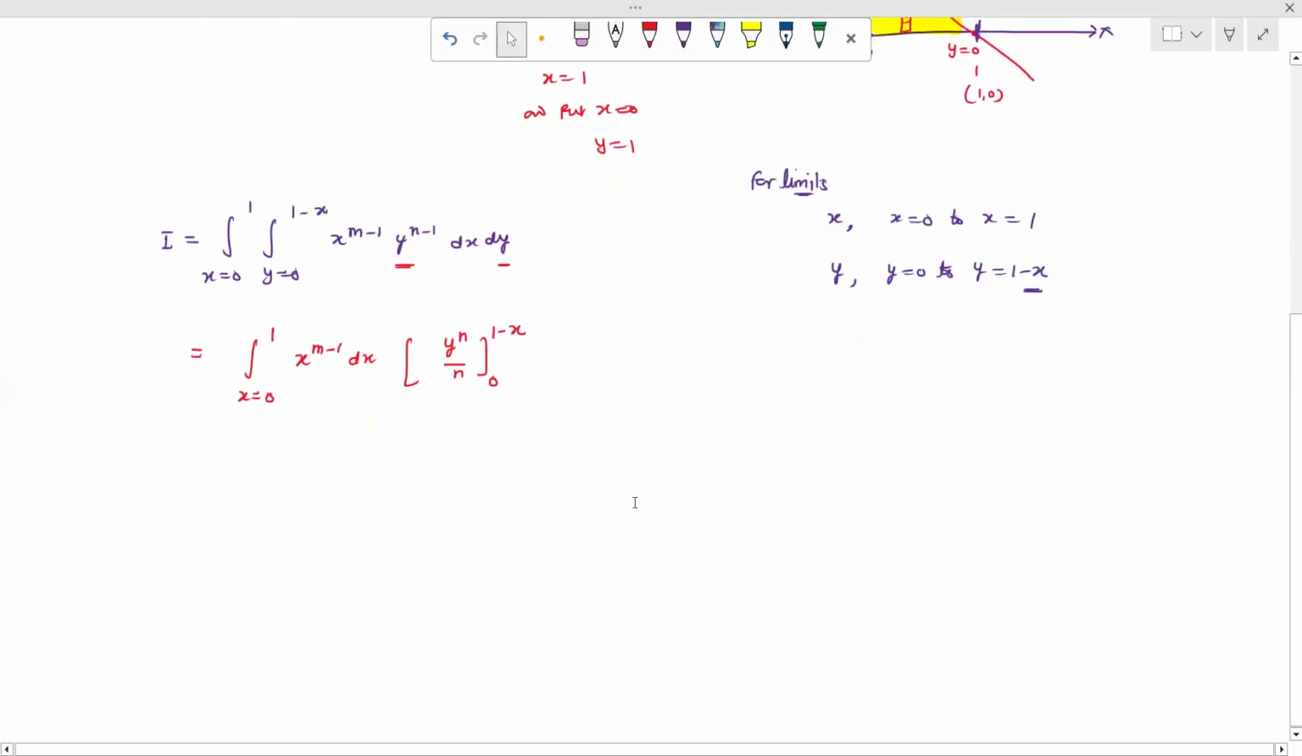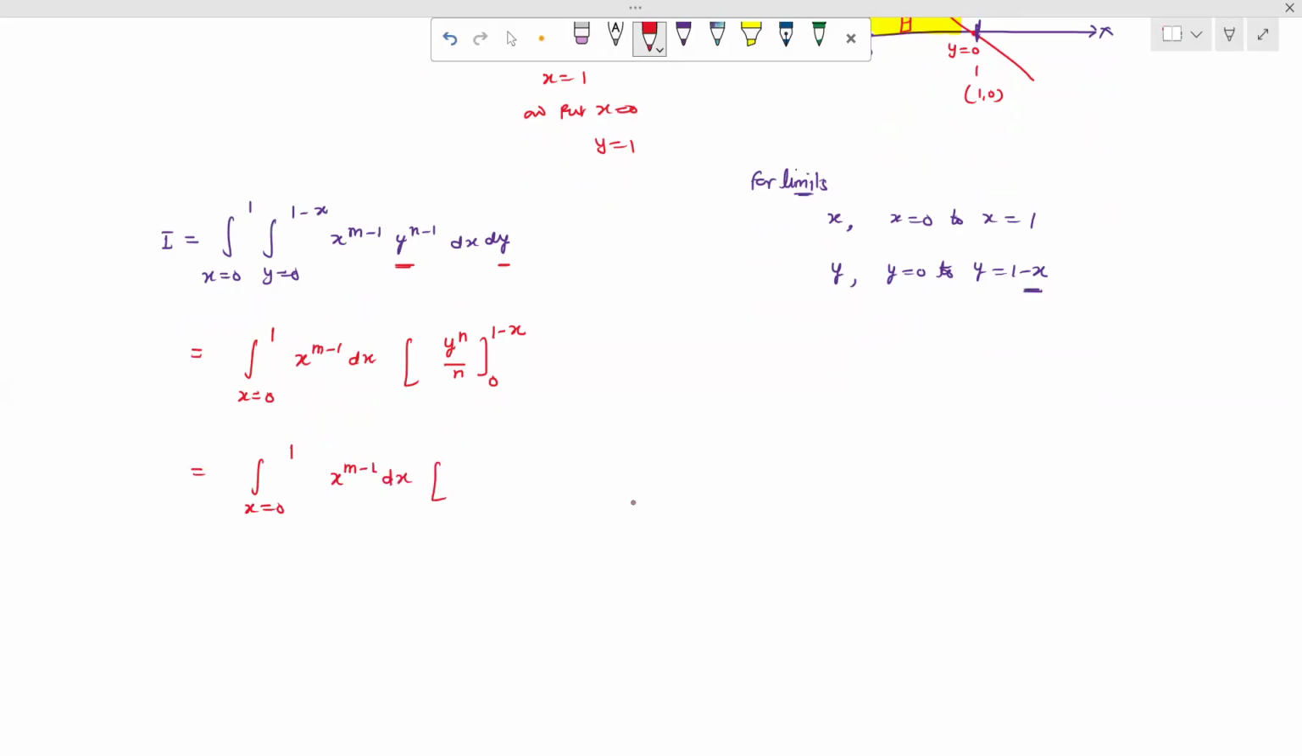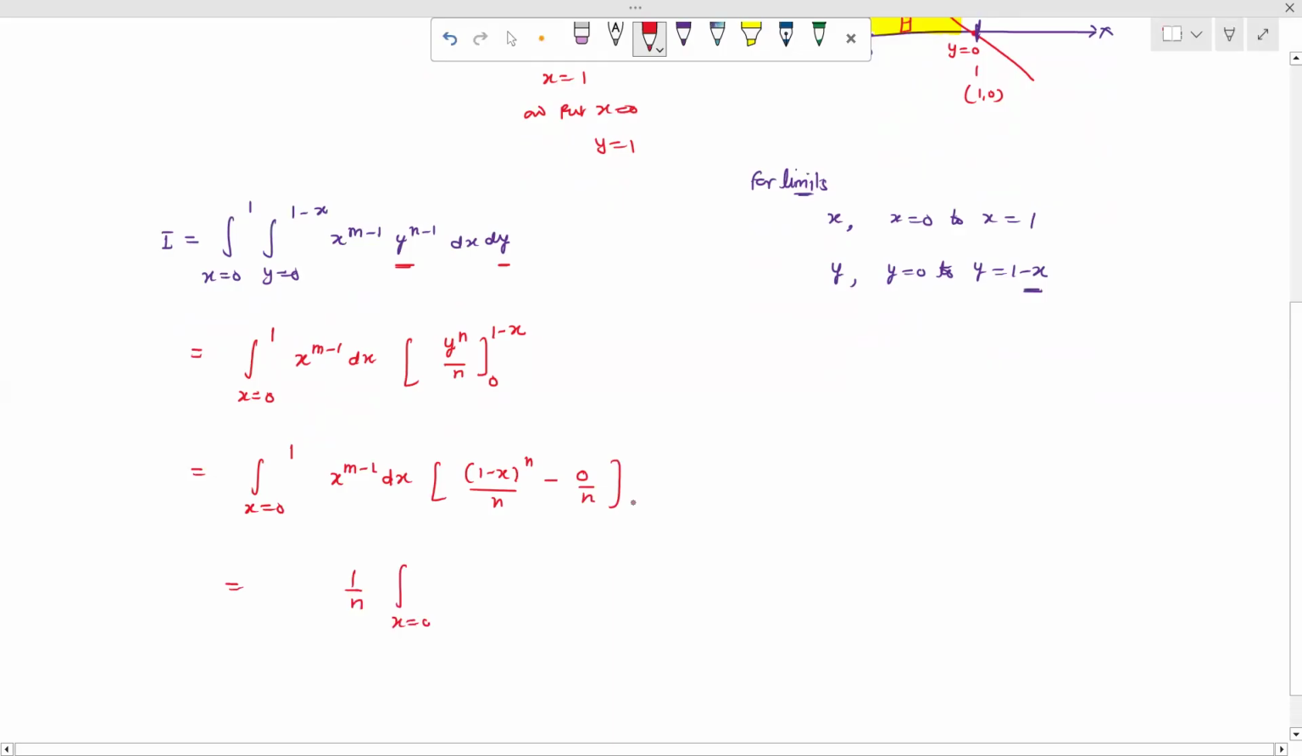Now we apply the limits. So when we apply the limits, we get x equal to 0 to 1, x raised to the power m minus 1 into dx, and this gives us 1 minus x raised to the power n upon n, and when we put the lower limit y equal to 0, we get 0 upon n. So basically we get 1 upon n, which is constant, and we take it outside. So from here we get the integral x equal to 0 to 1 of x raised to the power m minus 1, and the second term is 1 minus x raised to the power n minus 1 into dx.